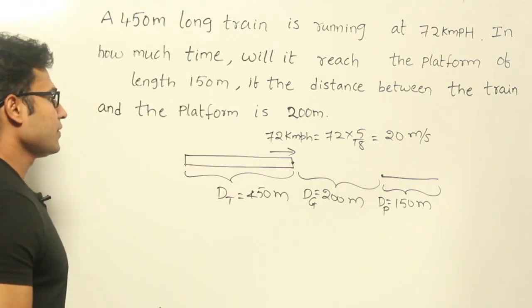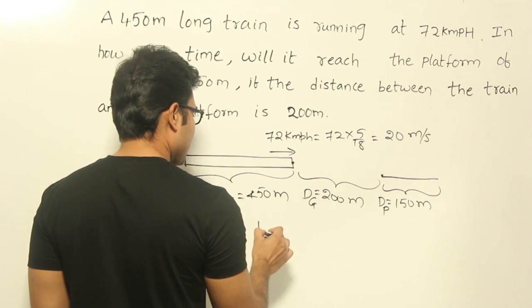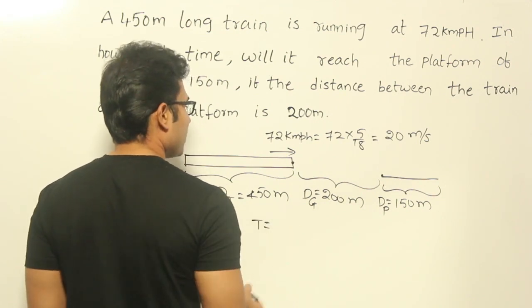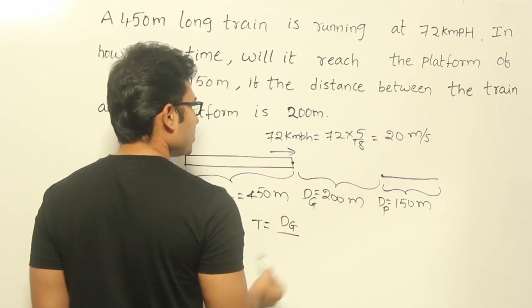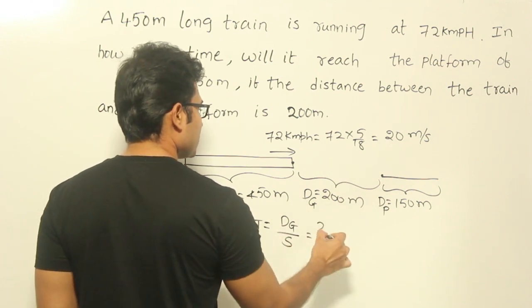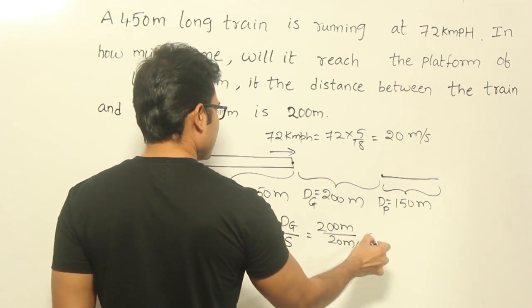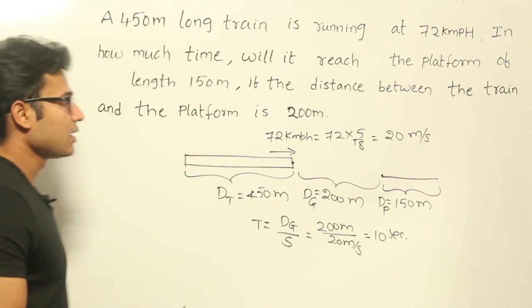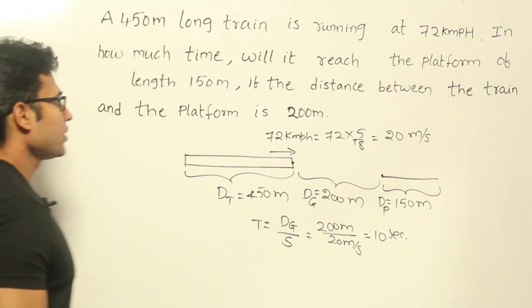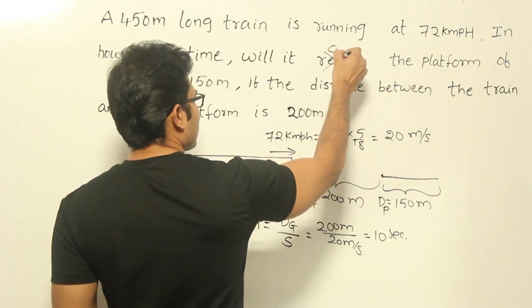Now if you want to find when it is going to reach, the time required will be equal to dg, this gap, divided by the speed of the train. So it is nothing but 200 meters divided by 20 meters per second, which means 10 seconds in this case. Got it? Now let us say, instead of reaching, they are talking about crossing.